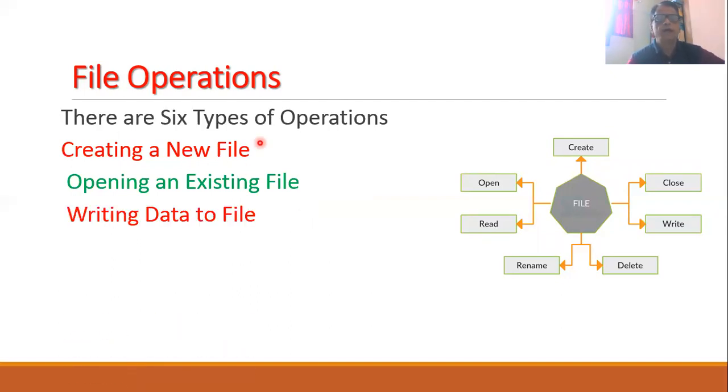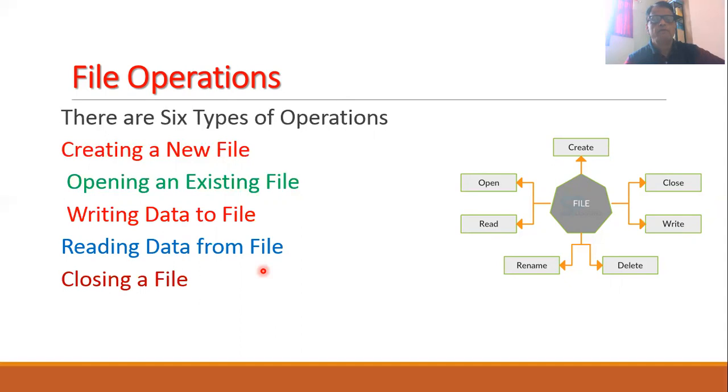Whenever we open a file, either a new file or an existing file, there should be a provision for writing the data. So writing the data to the file is another operation that can be performed by using C programming language. Now, if the file is already in existence, then its content can be read by using the read operation. Whenever you are dealing with a file in a program, then after opening and after performing some operation on the file, it is mandatory to close the file. So closing of a file is another operation that can be performed.